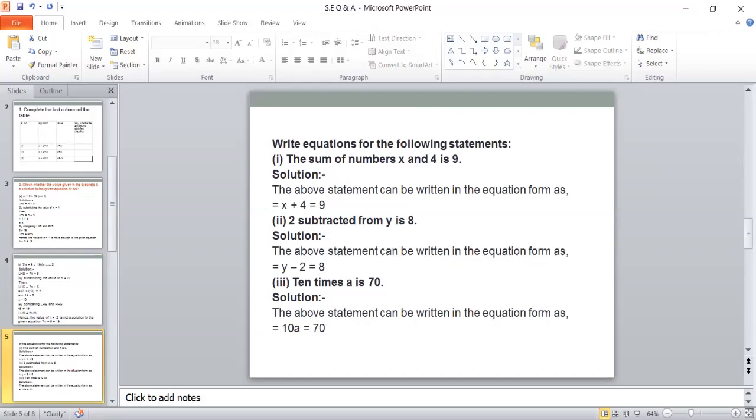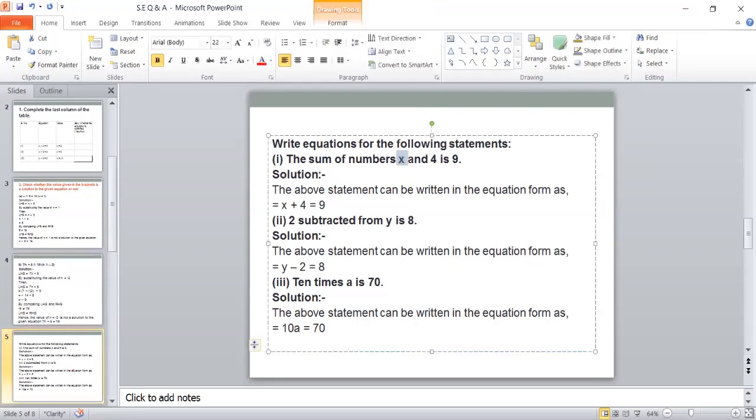The statement given is: the sum of number x and 4 is 9. This is a very simple statement. The sum of number x and 4. Why is the variable given as number? Because you know definitely this would be a number only. But as this number is unknown, this value is unknown, hence we can say this is a variable, right? So here we have to put the equation symbol.